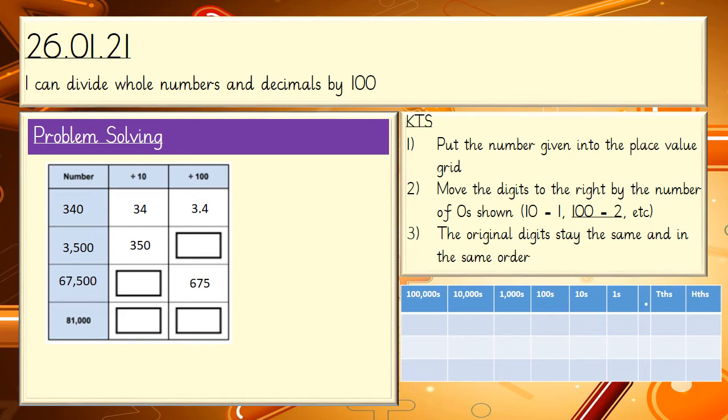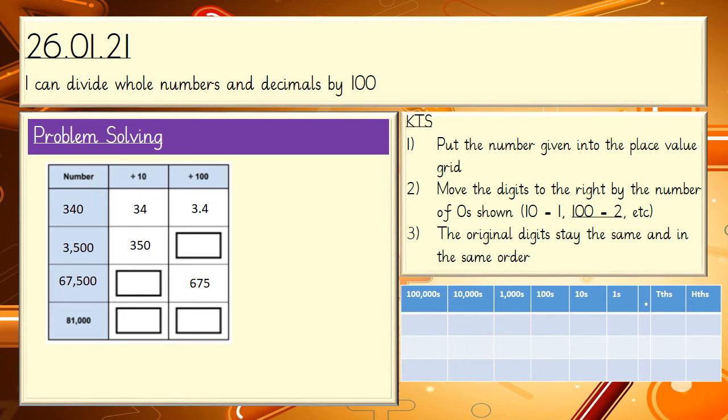So the first one says 340, and then if you move to the next column, I'm going to divide that by 10, which would make 34. So 340 divided by 100 would be 3.4. 3,500 divided by 10 would equal 350. And then I've got a blank space. So that's asking me what number would go there if 3,500 was divided by 100.